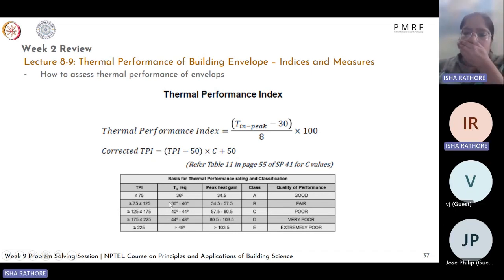Okay. So the TPI calculation is again, so this is for naturally ventilated building. For AC buildings, it is expressed in terms of peak heat gain, which we have not discussed here, but there's a separate equation for AC buildings calculation of TPIs.